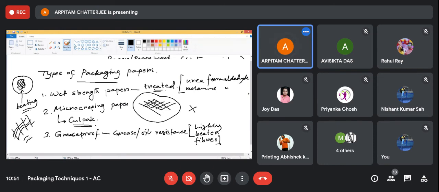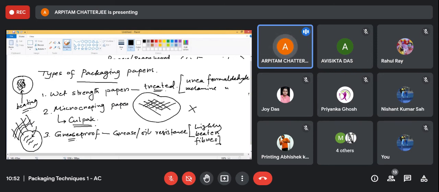Now in this grease proof paper, these are beaten severely. A high degree of beating is performed, and for that reason, they also form a gelatin kind of structure, and that basically provides grease proofing.